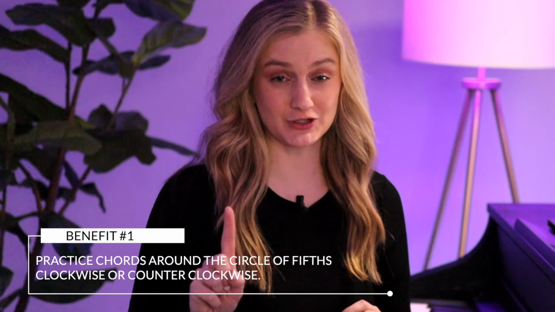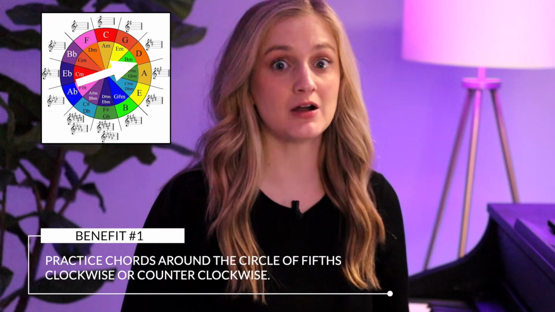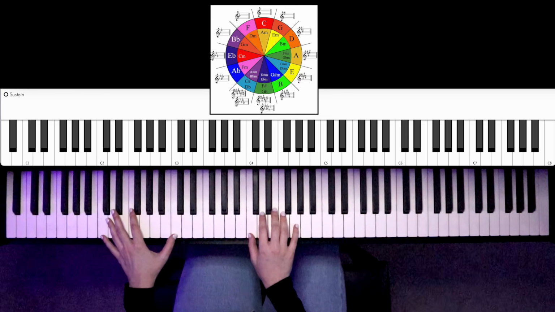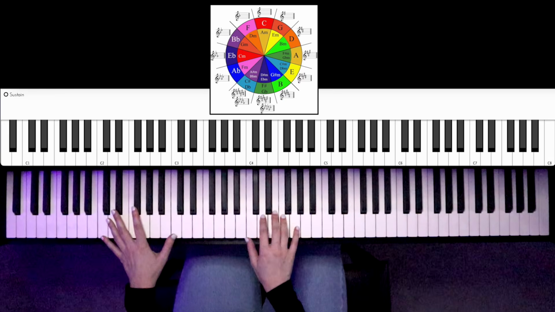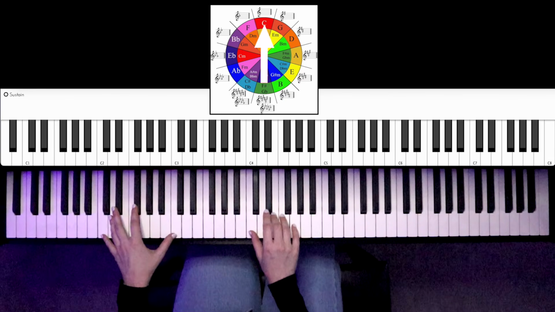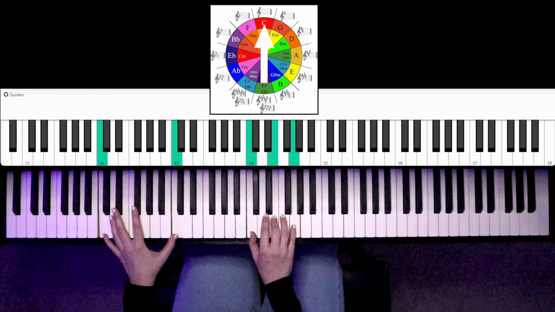Now let's talk about how the circle of fifths can really benefit your piano playing. The first way is practice the chords around the circle of fifths clockwise or counterclockwise. So here's an example of how you could practice it clockwise. You could hold each chord for 4 counts, and this can really help you learn all of your chords. For example, here we go. 1, 2, 3, 4.